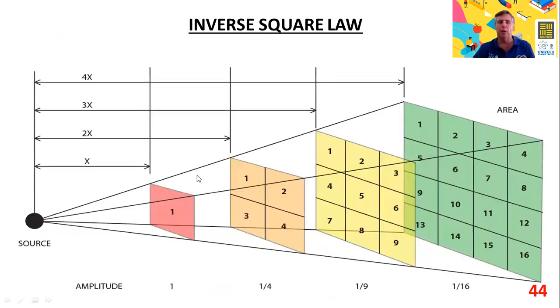Maybe one way of thinking of it is that the force from the source, whether it's gravitational or electrostatic, has to be spread over a whole area. That's why it depends on the square of the distance and not just the distance, because we're looking at an area rather than just a line.